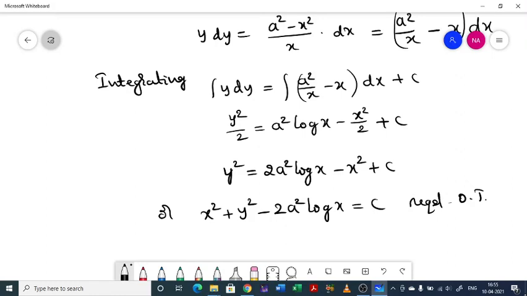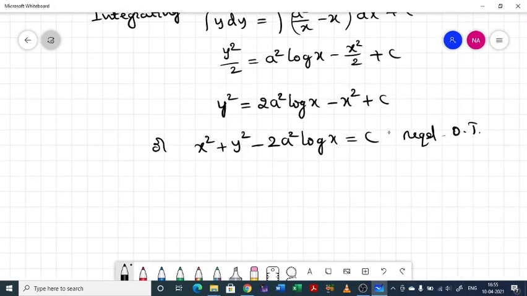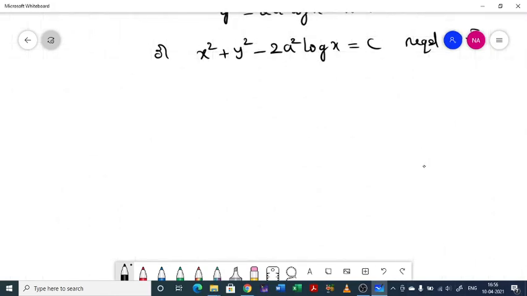So finally there is one more problem on Cartesian form. We have to find the orthogonal trajectory of problem D. It is orthogonal trajectory of y square equal to 4a into x plus a.